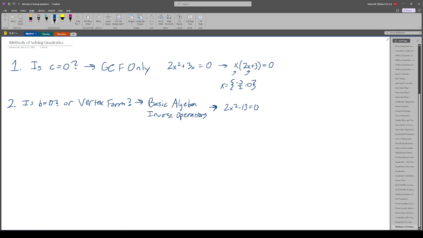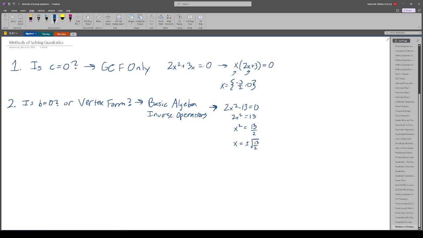We'd add 13 to both sides, getting 2x squared is equal to positive 13. We would divide both sides by 2, getting x squared is equal to 13 over 2. And then we would square root both sides to get x is equal to plus or minus the square root of 13 over 2. So that's how we would follow through with that.